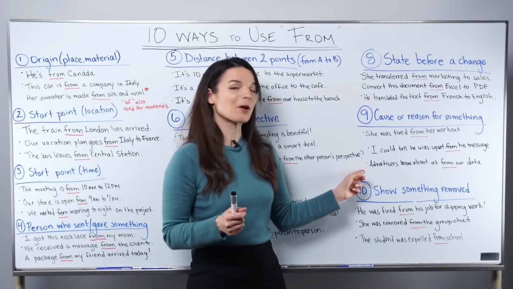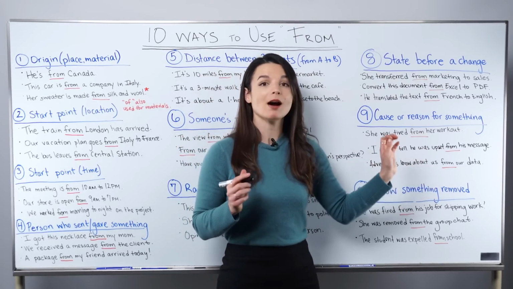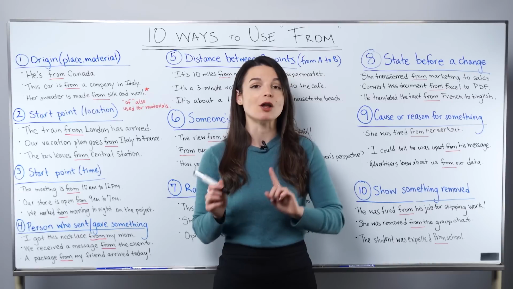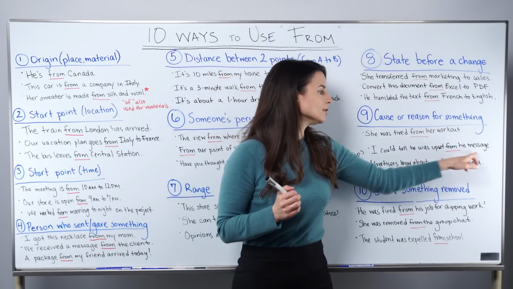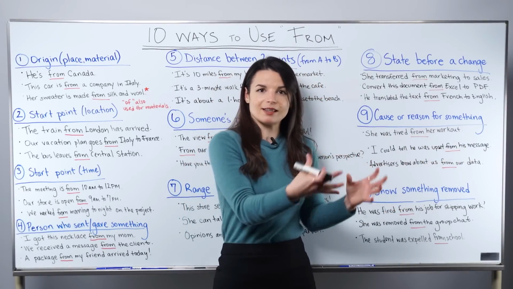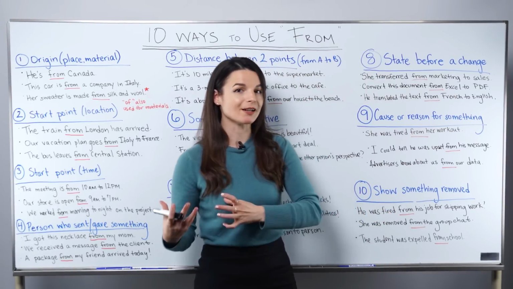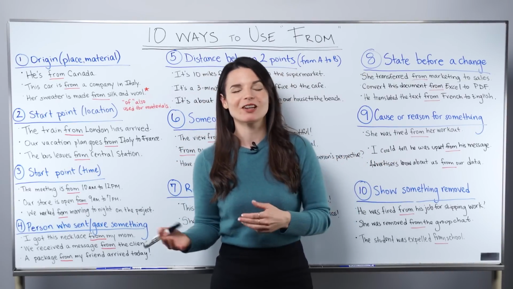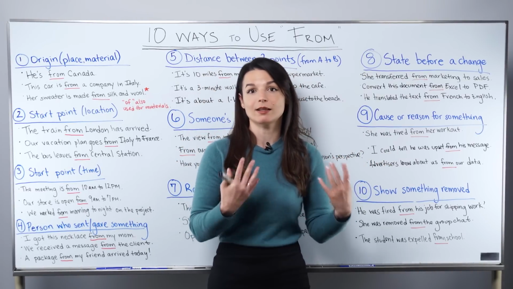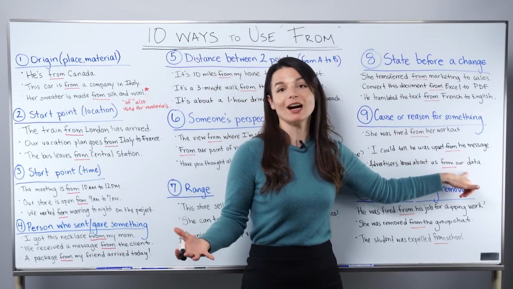Okay? Let's look at one more example of this. Advertisers know about us from our data. So again, we have from before, in this case, our data. So this is the thing that causes the situation, or that kind of gives a reason for something. In this case, advertisers know about us. So what websites we go to and the products that we look at and so on. Why do they know this? From our data, or based on our data.